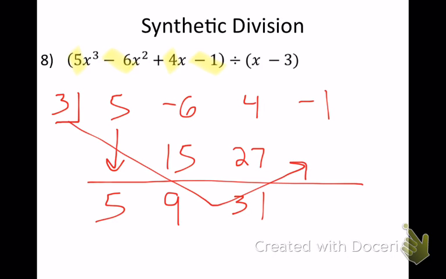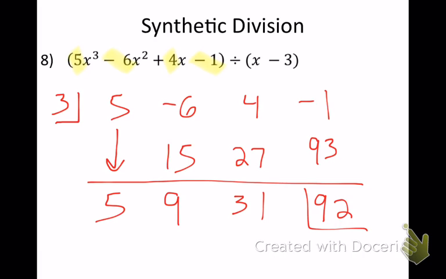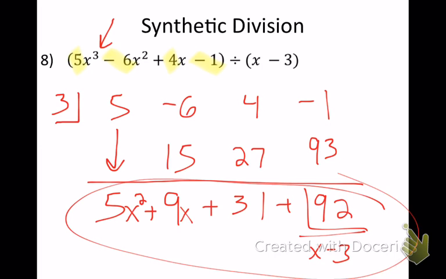3 times 31 is? 3 times 31, anybody? 93. Negative 1 and 93 is? 92. Now I start with x cubed here, so what's my answer going to start with? What's 1 less than x cubed? x squared. So I have 5x squared plus 9x plus 31 plus 92 over x minus 3. And there's your answer right there.